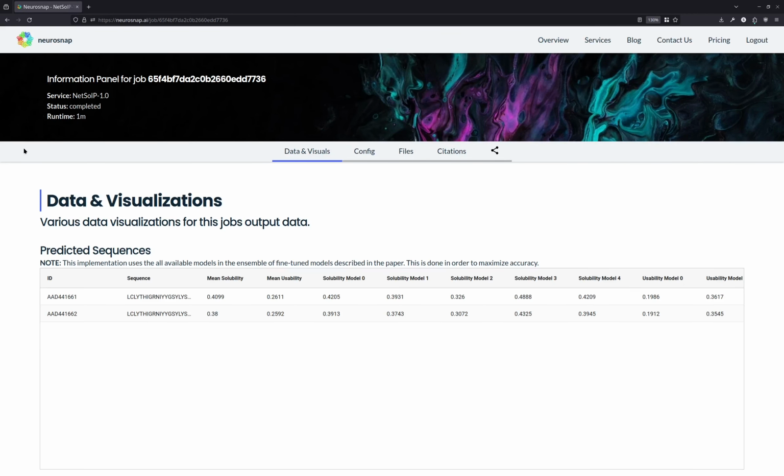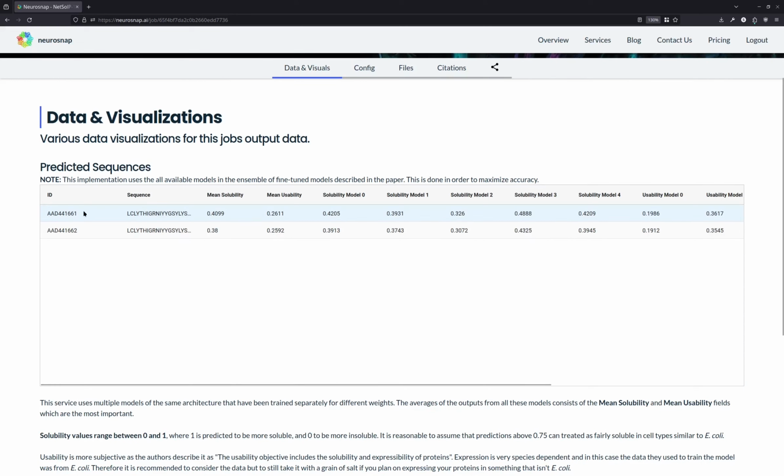Alright, so we are back with the results. As we can see, this hardly took any time at all with a runtime of about 1 minute. And since we only submitted 2 proteins, we have both of them over here in this table. So the two most important columns are going to be mean solubility and mean usability.